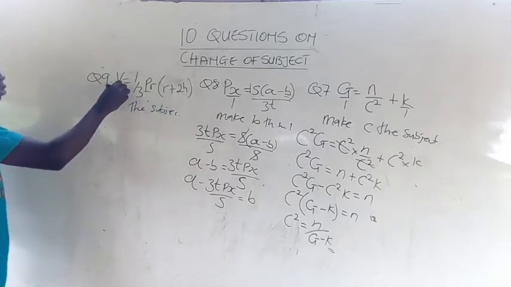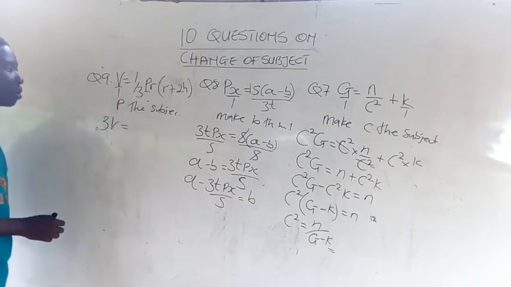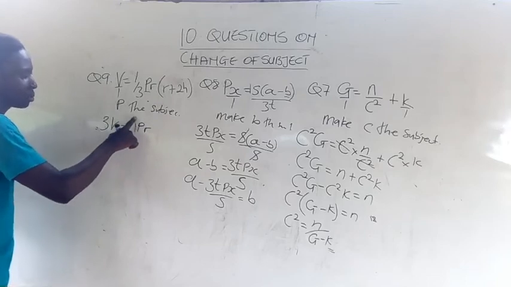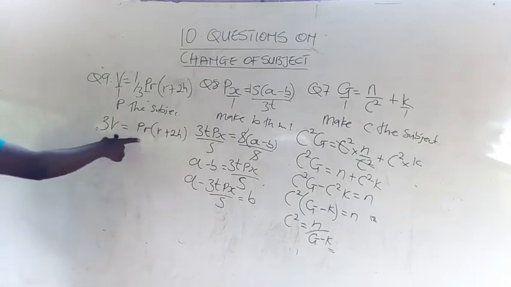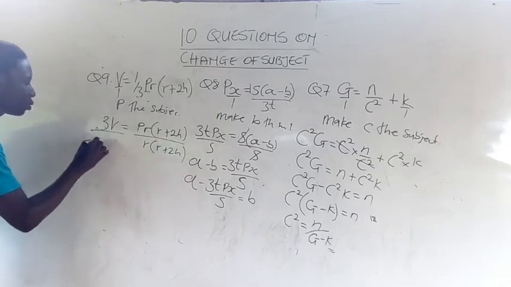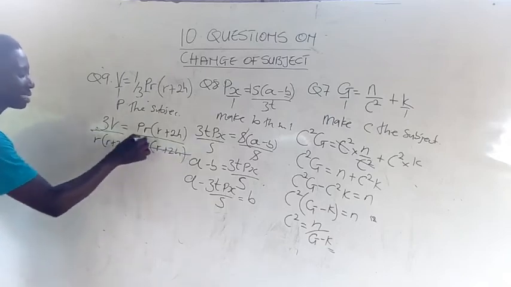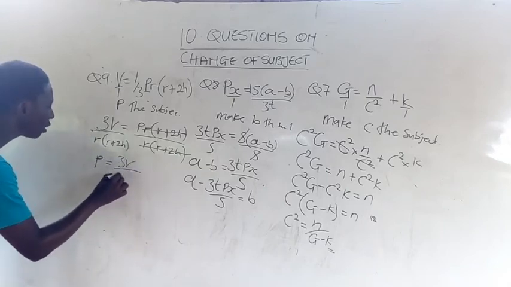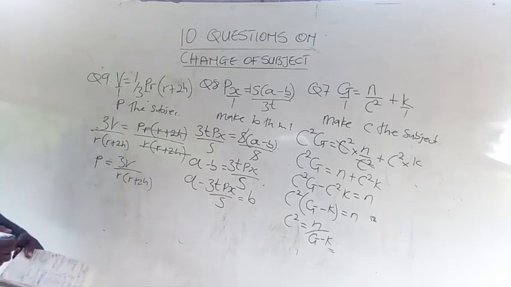Now we are having a fraction, and this is also over 1, so we can do cross multiplication. So 3v will be equal to, we are left with only 1 here, so 1 pr, which you don't write, into r plus 2h. Now you want p, so we can go ahead and divide both sides by r into r plus 2h. So this can cancel out this. Then we are left with p is equal to 3v all over r into r plus 2h. And then this will be our answer.